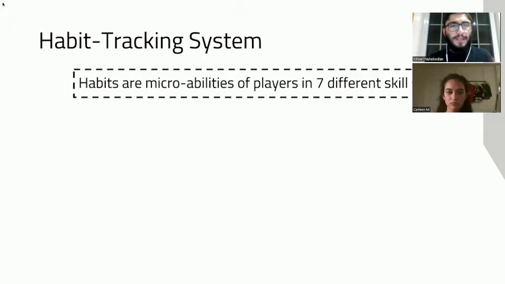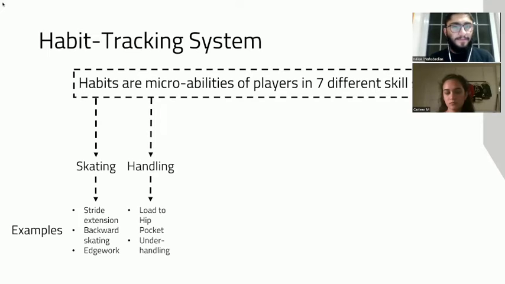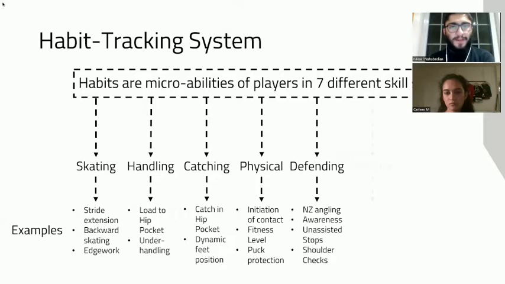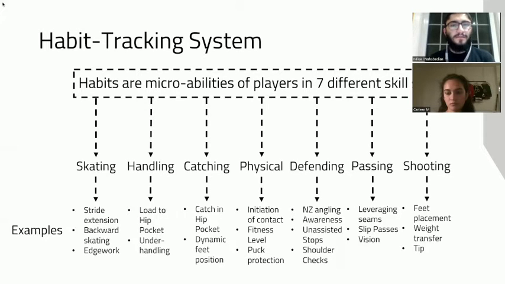And so with our team of players, coaches, scouts, and analysts, we first had to sit down and come up with a list of different skill sets, or categories of skills, which each of us looks for in a different way when watching hockey games. Through discussion, we came up with 7 different skill categories, which include skating, stick handling, puck reception, physicality, defending, passing, and finally shooting.